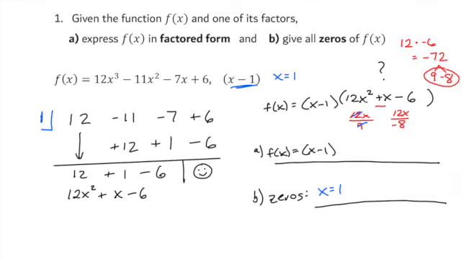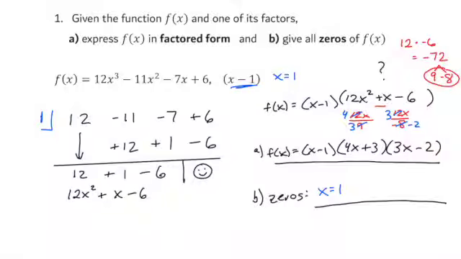Let's see, 12 over 9 reduces to 4 over 3. 12 over negative 8 reduces to 3 over negative 2. And then those are your binomials: 4x plus 3, and 3x minus 2. Right? Okay, so there we go.